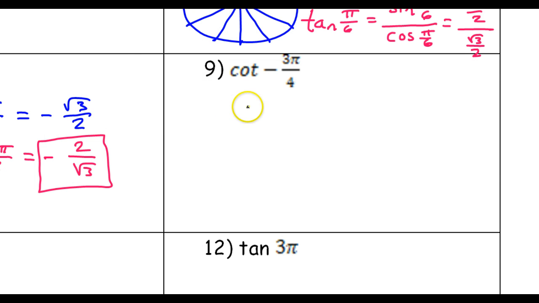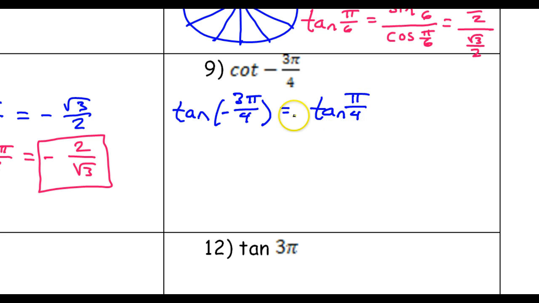Alright, I'm going to squeeze one more example into this video. So, cotangent. Cotangent is the reciprocal of tangent. So let's start by finding the tangent of negative 3 pi over 4. And then whatever we get, we'll just do the reciprocal of that. But the tangent of negative 3 pi over 4 is going to be the same thing as the tangent of the reference angle pi over 4. Give or take a negative sign.